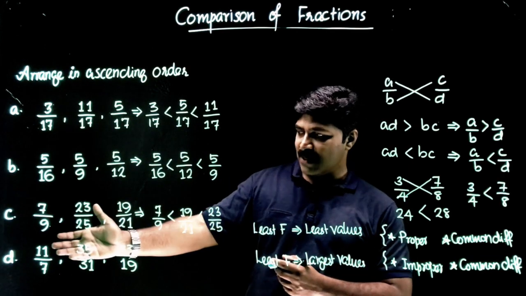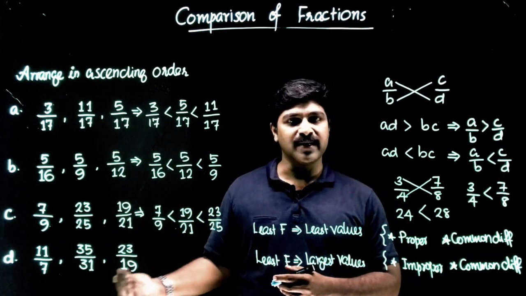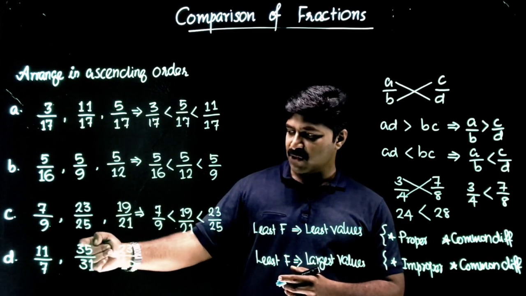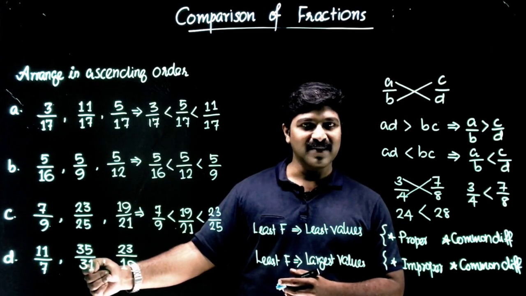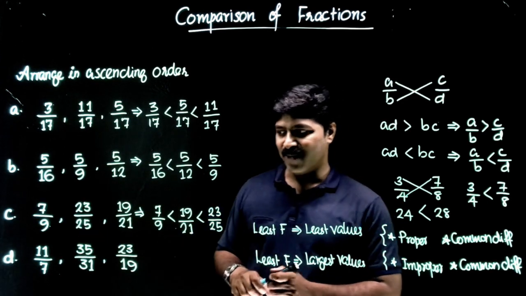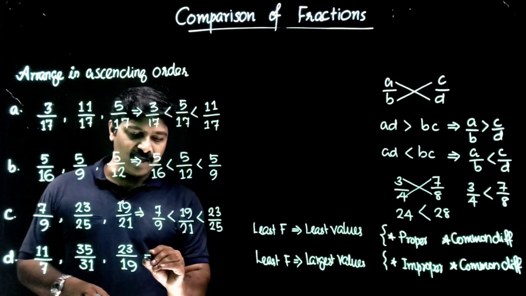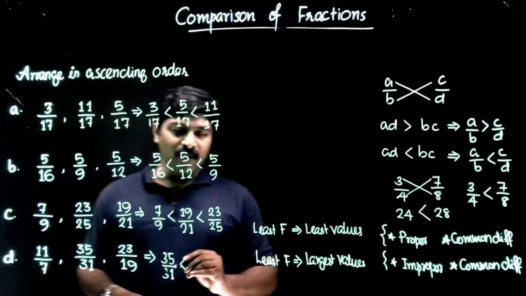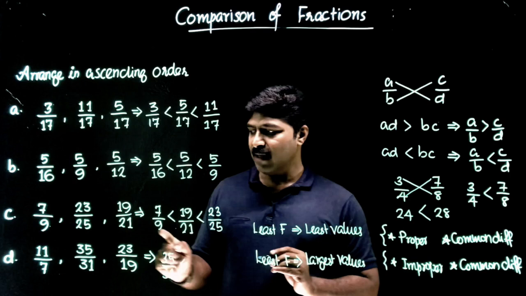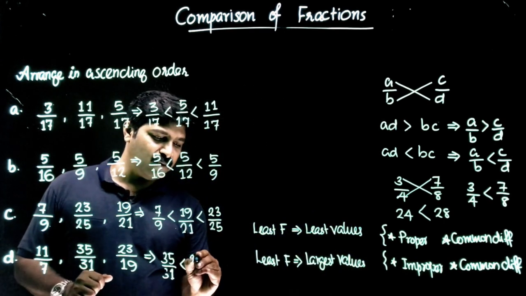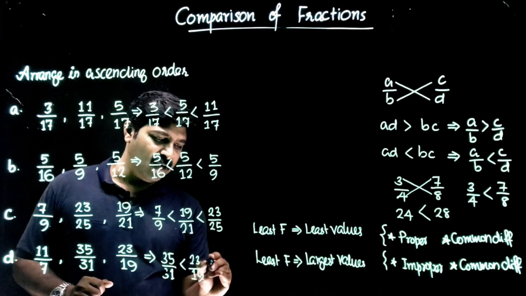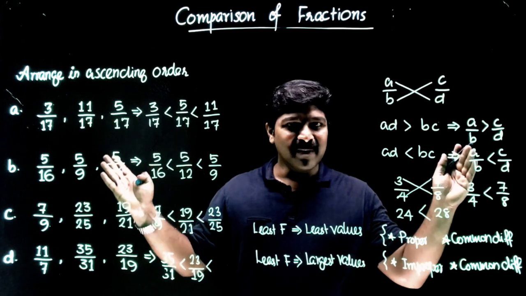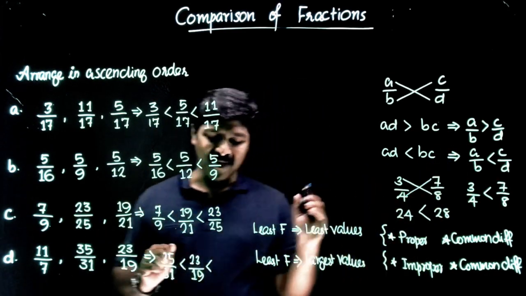So, which has the largest numerator or largest denominator here? 35 by 31. It has the largest numerator as well as the largest denominator. Therefore, this fraction is the least one. So here we can conclude 35 by 31 is the least one, then the second largest numerator, 23, therefore 23 by 19. And the largest fraction contains the least numerator, that is 11 by 7.